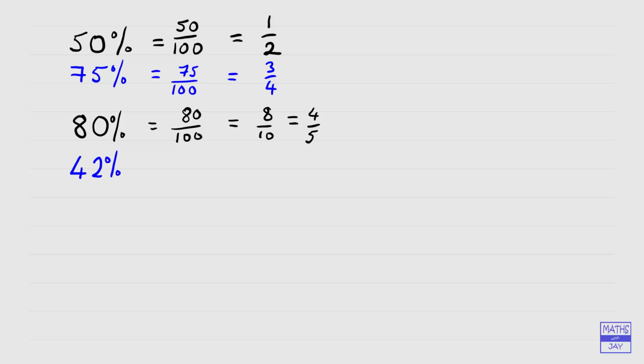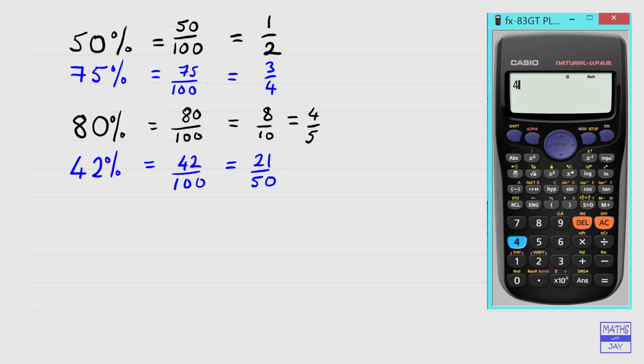How about 42%? Well, that's 42 over 100. Those numbers are both even. We can divide them both by 2, so we get 21 over 50. And that's it. We can't do anything else to that fraction. We could check this on a calculator. If we key in 42% equals, then we get this as a fraction. And we see we were correct to give that as 21 over 50.